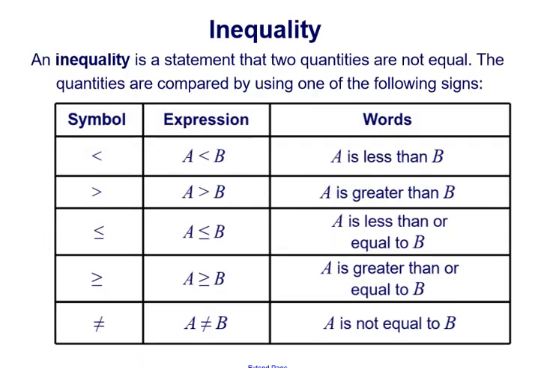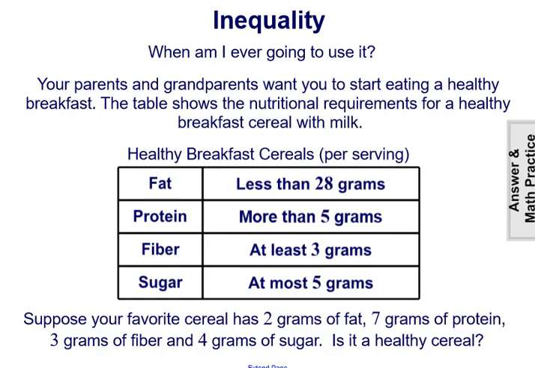An inequality is a statement that 2 quantities are not equal. The quantities are compared by using one of the following symbols or signs. Here each row is representing one of those 5 symbols we were just shown, and we're now comparing A and B. The first row we have A is less than B, A is greater than B, A is less than or equal to B, A is greater than or equal to B, and A is not equal to B. Now that's just variables A and B.